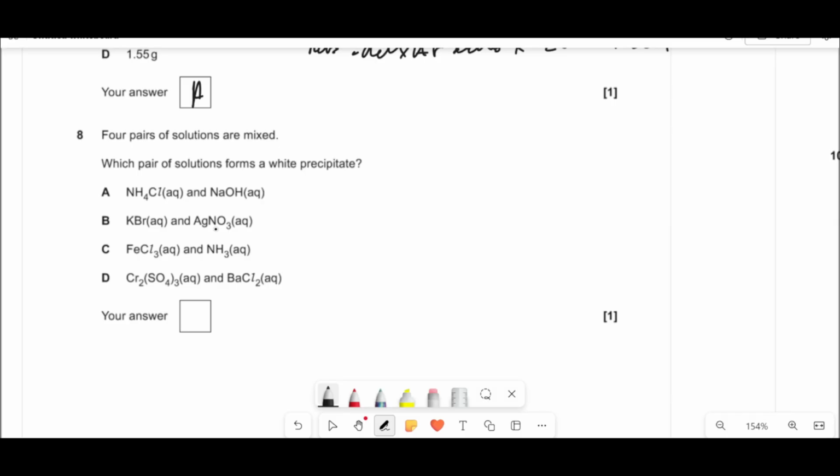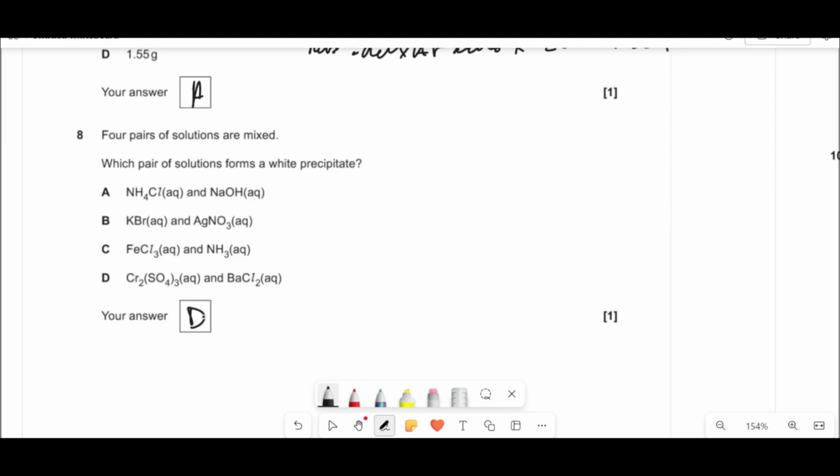Here, you need to look for the killer straight away in each of these and be able to recognize immediately what's happening. If I'm making a white precipitate, to me, white precipitates are like carbonates and sulfates, like barium sulfate and metal carbonates. So immediately I can see I've got BaCl2 and something with a sulfate, which means I'm going to make barium sulfate, so immediately that's the killer.